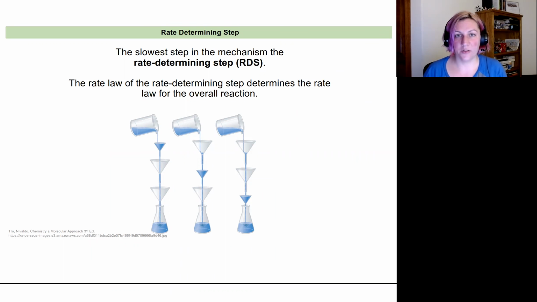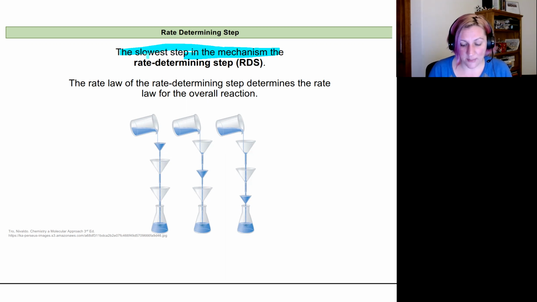Right. Hopefully, you just watched a demonstration for rate determining steps that involves pouring solid or liquid, it doesn't matter, through different sized funnels to show the effect of the one slow step in a chain of steps. And that no matter where that step occurs in the chain of steps, it will determine how quickly the beaker is filled. I have a picture of it here, and the video was linked before this on the page or in the playlist.